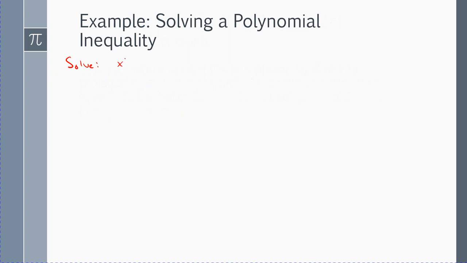Let's look at x squared minus x is greater than 20. All right, so I want to solve this. The first thing you're going to do, notice how this is not set to 0. So step 1, make one side equal to 0.